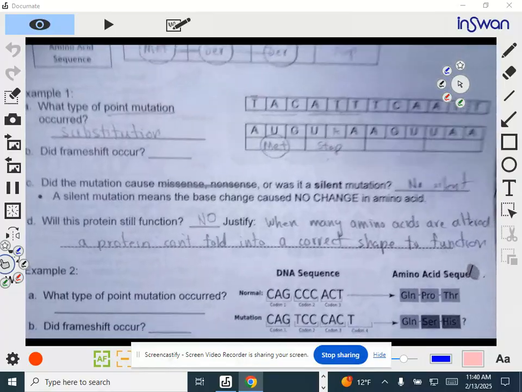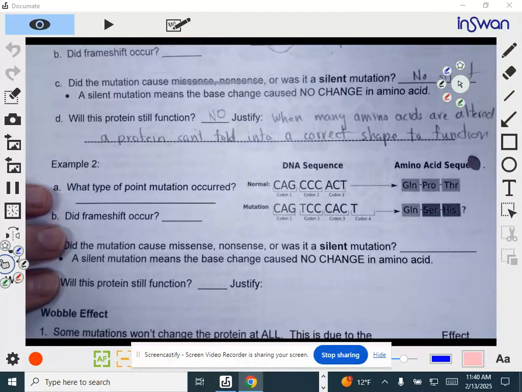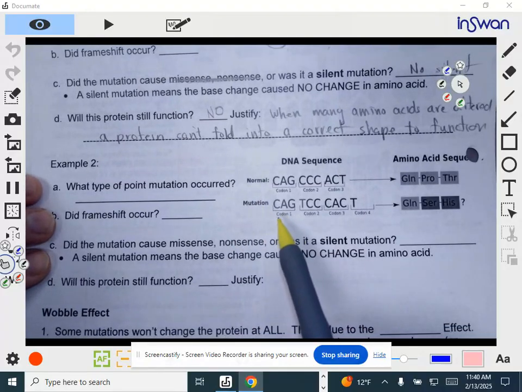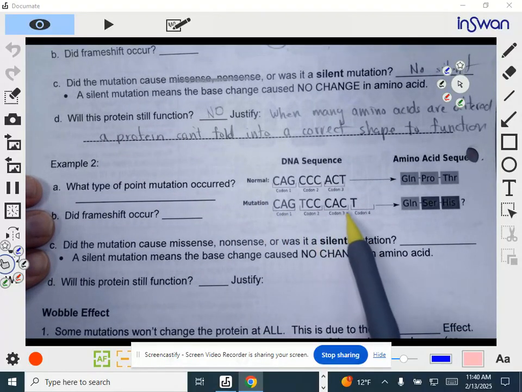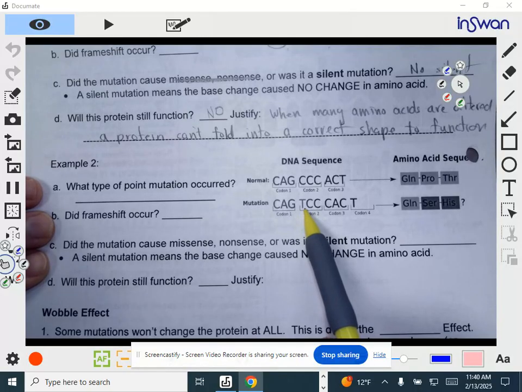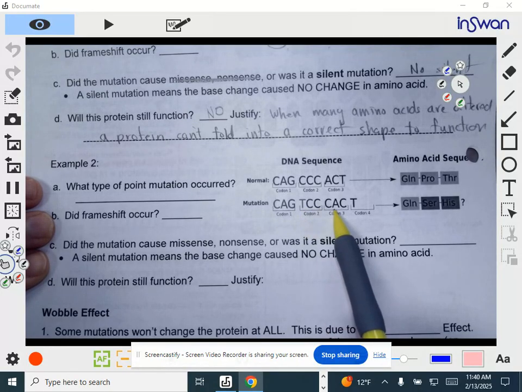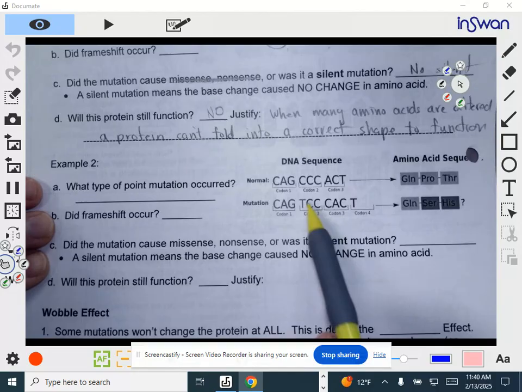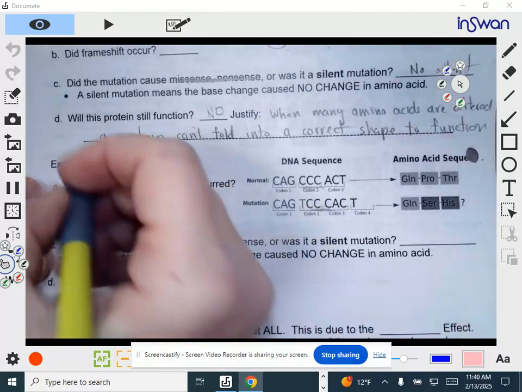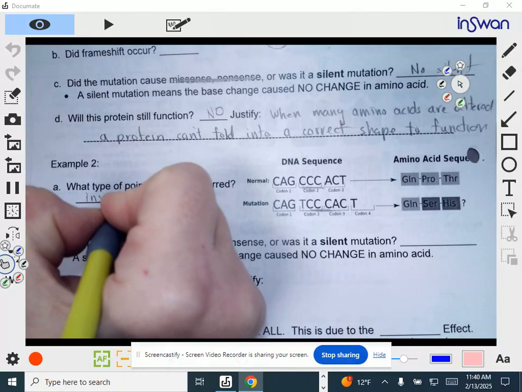All right, so in example 2, we have a DNA sequence. It's telling you this is the normal DNA sequence, and then this is what we got here. So it kind of looks like we have an extra base. So that must mean that there was an insertion. We just have to figure out GAC, TCC, C. So I still have my CCCs right here. They're now in 2 different codons. We put in an extra T. So that'd be an insertion.